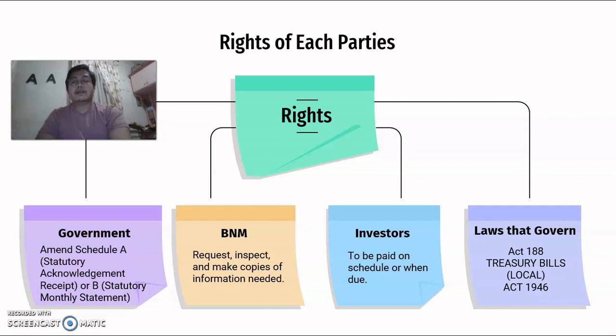Let us move on to their rights. As for the government, they have the right to amend Schedule A, which is the statutory acknowledgement receipt, or Schedule B, which is the statutory monthly statement. As for Bank Negara Malaysia, they have the right to request, inspect, and make copies of information needed. And as for the investors, their right is to be paid on schedule or when due. These rights can be seen in Act 188, Treasury Bills (Local) Act 1946.